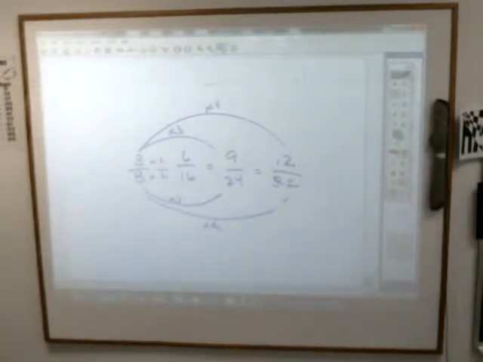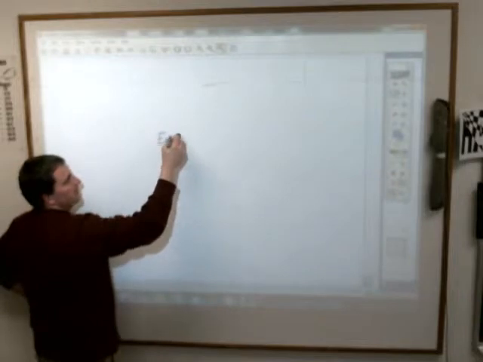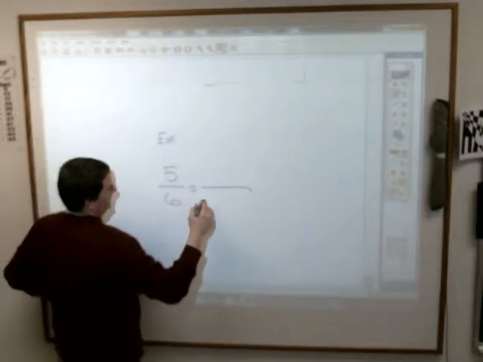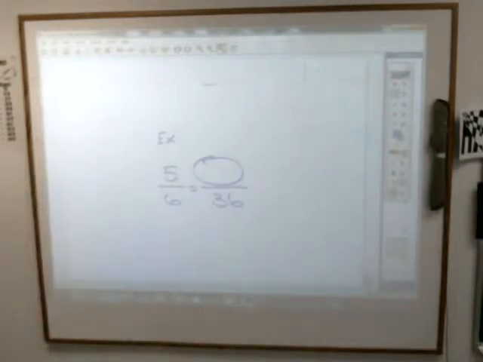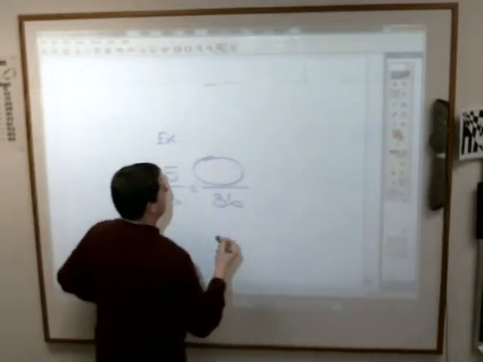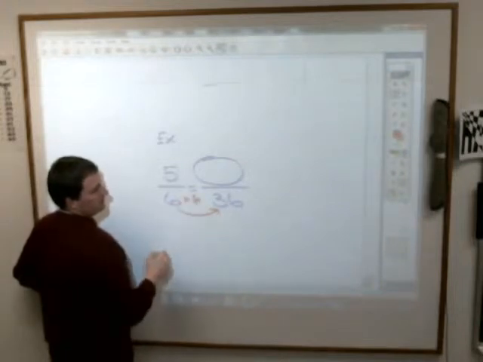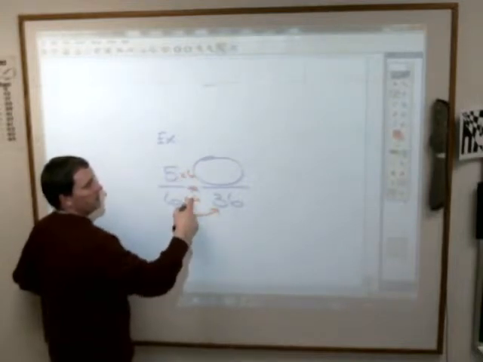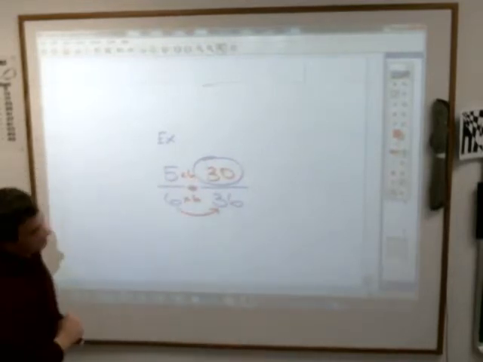Now, why, you ask, do we need to do that? Because the book is going to do this for you. Here's your example problem. If you have 5 over 6, and you want another fraction that's equal to it that has 36 as a bottom number, 5 over 6 equals what number over 36? What you have to do is think this. What did I multiply the bottom number by to get 36? 6. I multiplied this by 6. Well, if I multiply the bottom by 6, I need to multiply the top by 6 because that makes it a fraction equal to 1. And the top number is 30, and 30 over 36 is the same as 5/6.